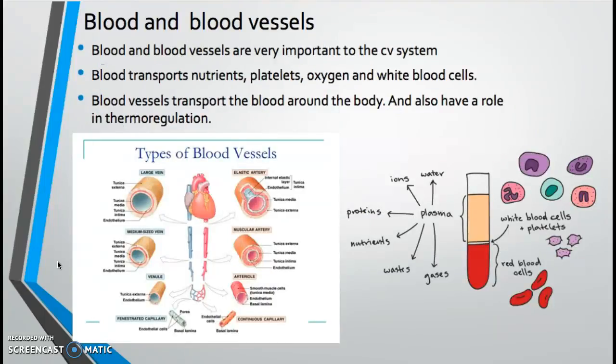Blood and blood vessels. Blood and blood vessels are very important to the cardiovascular system, as blood transports nutrients, platelets, oxygen, and white blood cells around the body, and blood vessels transport blood around the body, and also have a role in thermal regulation, which we've been through.